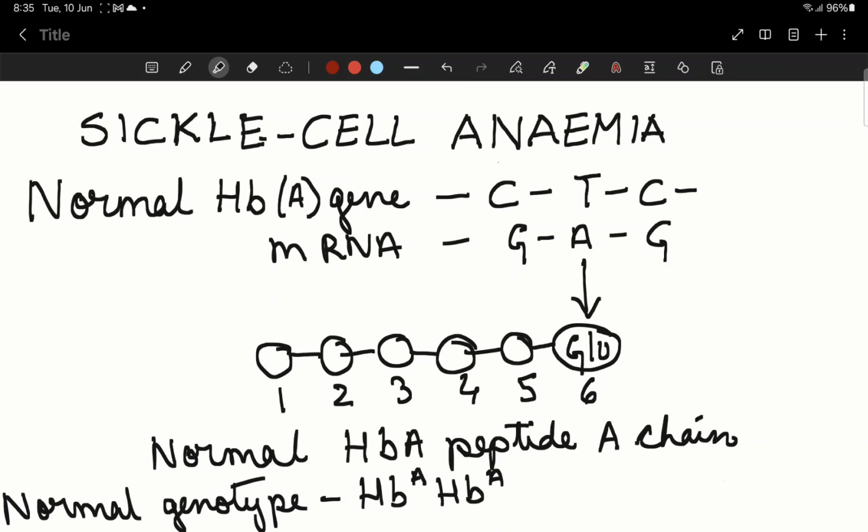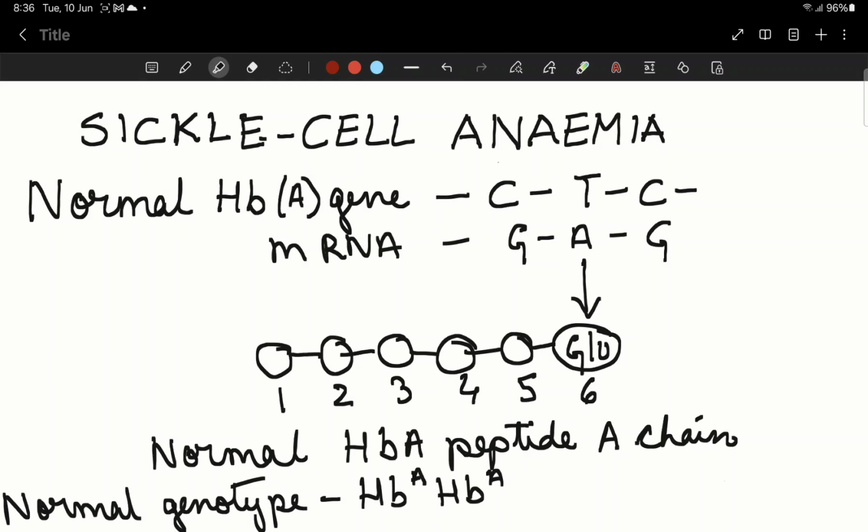That is why the bone marrow has to continuously produce these cells, and as such the patient has a constant anemia problem in the body. That means since the RBCs die very frequently, the number of RBCs in the blood always remains less than what is required in a normal person. So this disease is controlled by a single pair of alleles, that is the HBA gene.